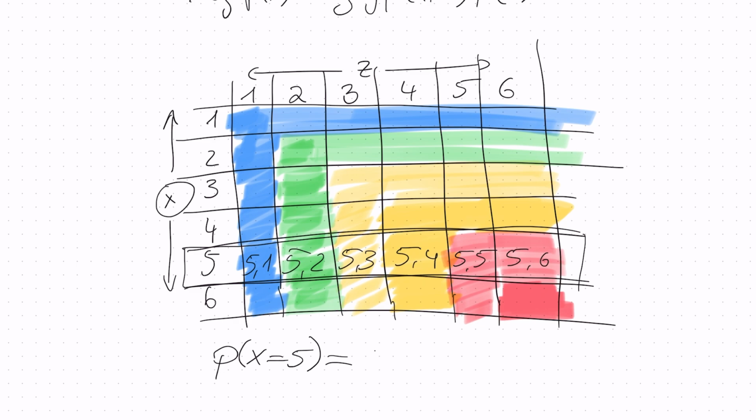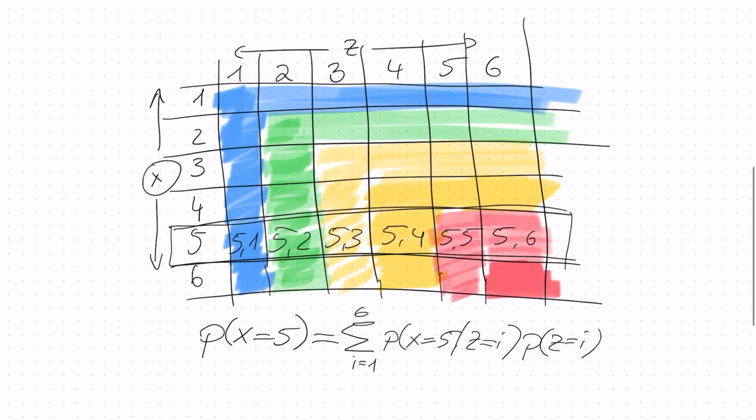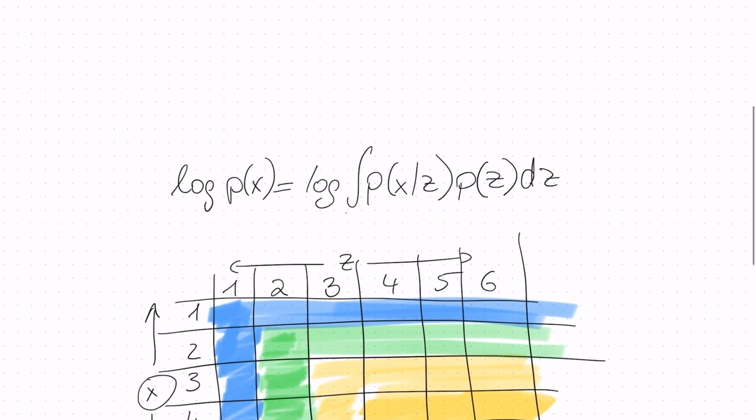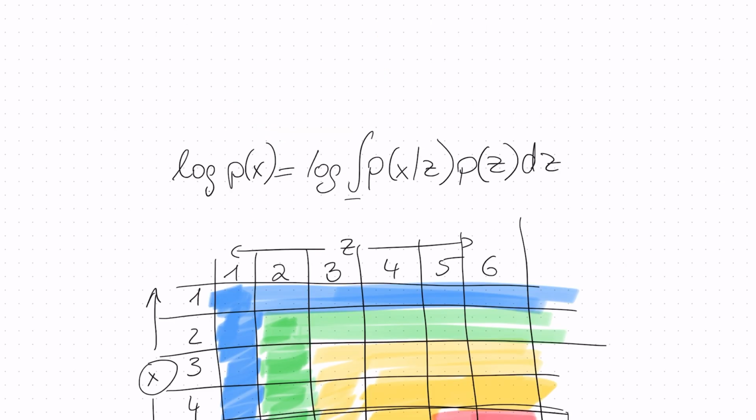So in other words, it's the sum for the probability that X is equal to 5 given that Z is equal to i, times the probability that Z is equal to i. And this process is called marginalization. In our example, we had an integral sign because we have continuous values. But in this example, since all the outcomes are discrete, we use the summation. The important part is that this process is called marginalization, and therefore we can write it out like this.